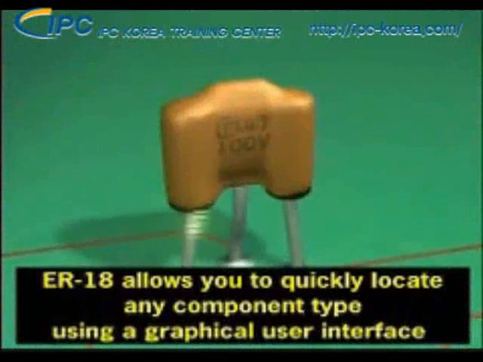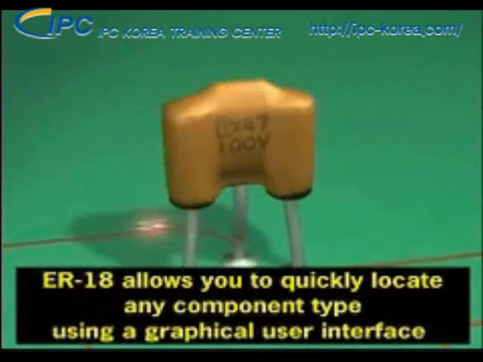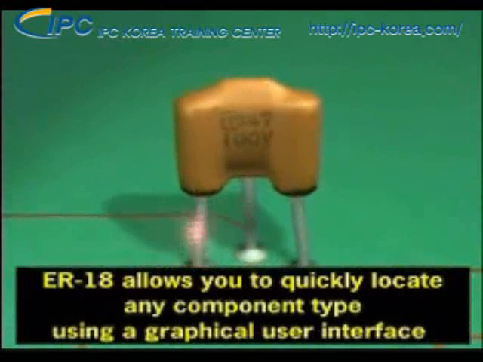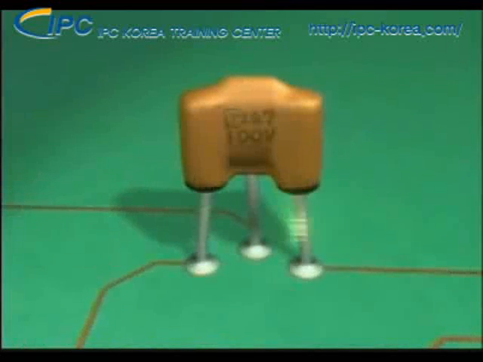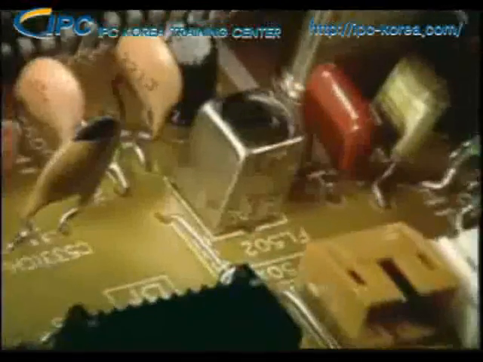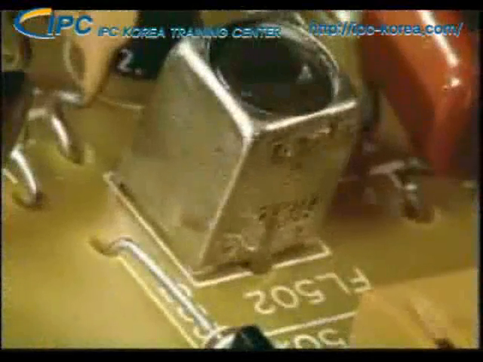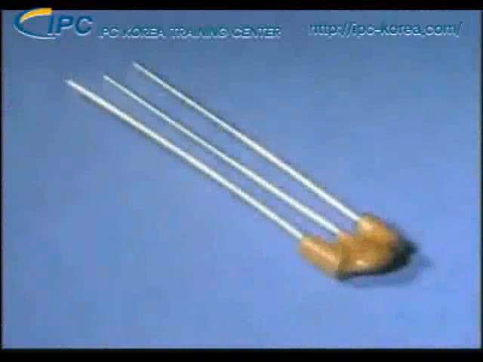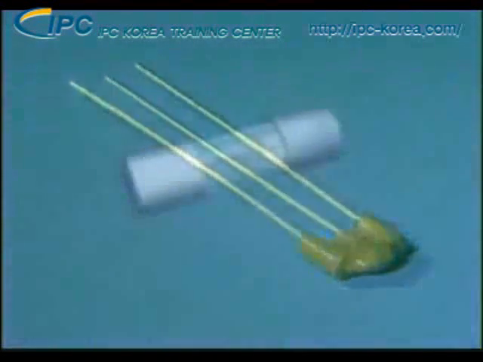Now let's take a look at filters. The function of a filter is to allow some signals to pass and to block or filter out other signals. The reference designator for a filter is FL, and there is usually only one way to insert the leads into the holes of the circuit board.